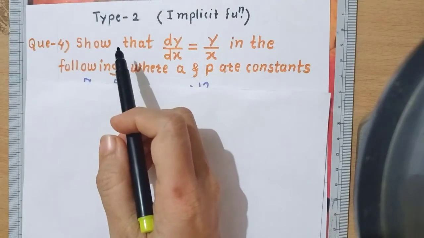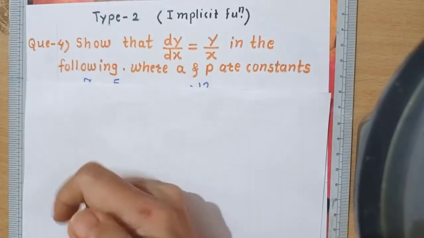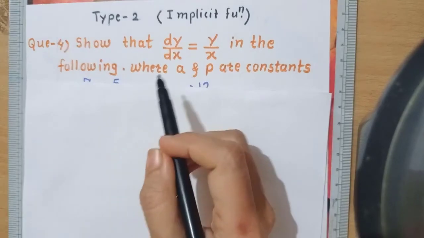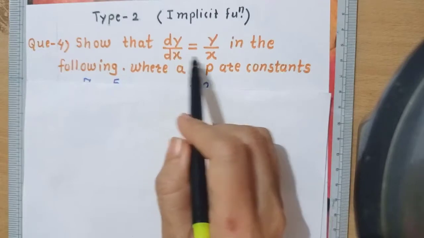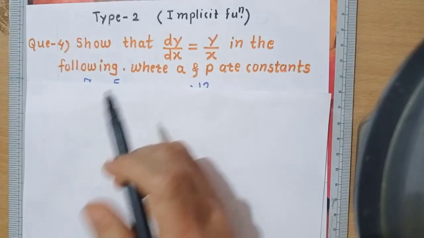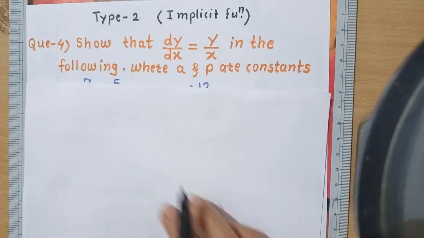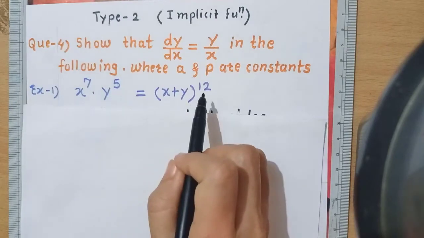Now we are discussing our second type of implicit function, because in the previous question we have solved for dy by dx, but in question 4 it is already given dy by dx equal to y upon x, and we will solve for this. Now our first example is this, and we can observe here the index.